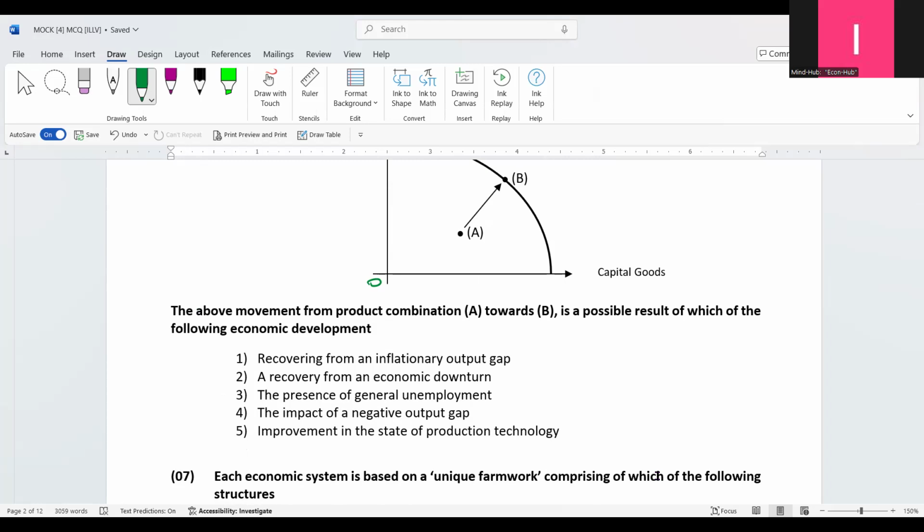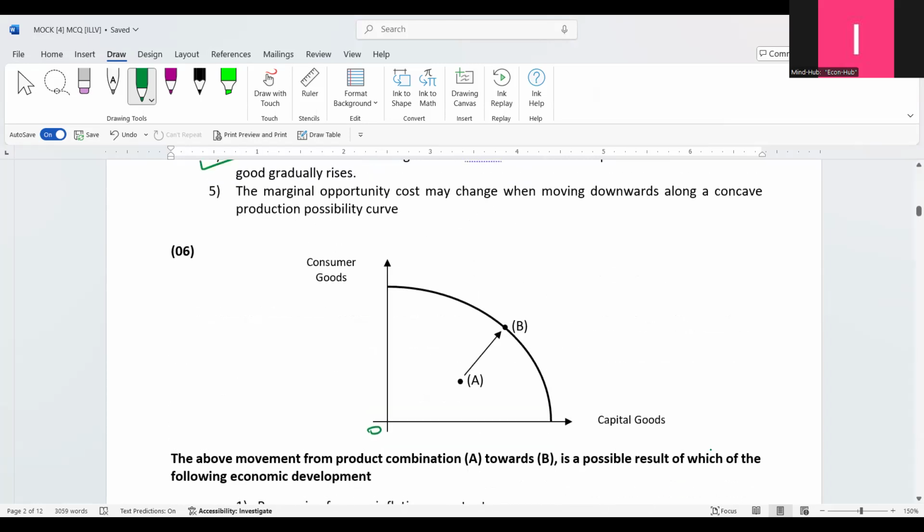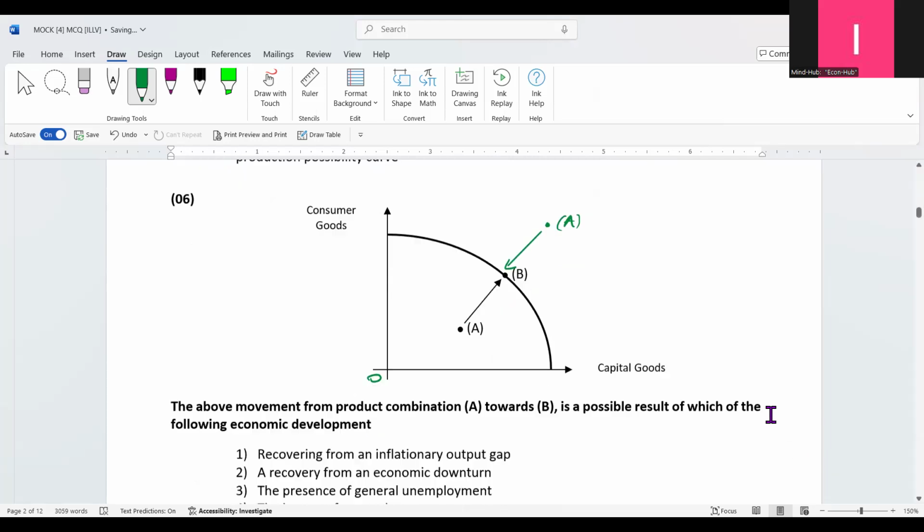Recovering from an inflationary output gap. An inflationary output gap is where the point would be outside the PPF and the arrow would be pointing towards the PPF from a point outside the PPF. So recovering from an inflationary output gap is where you come to the point where your actual output equals potential output. In that case, it should be something of this nature that we should see. Get it?